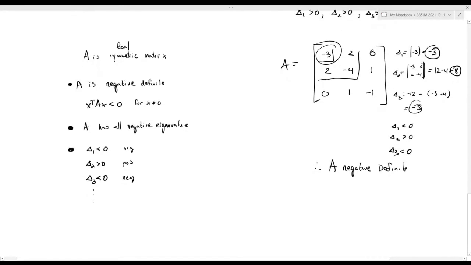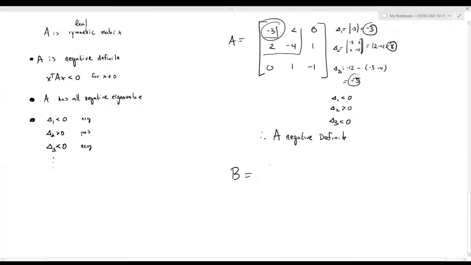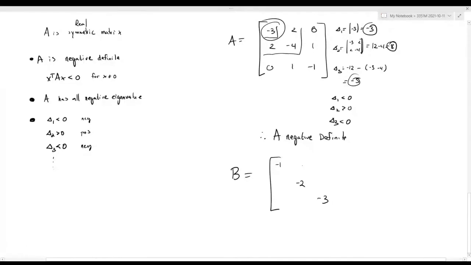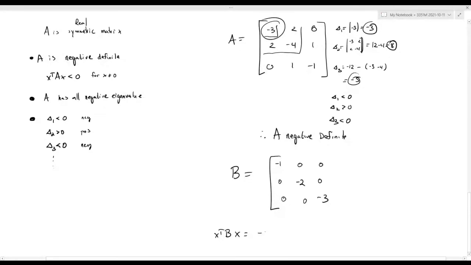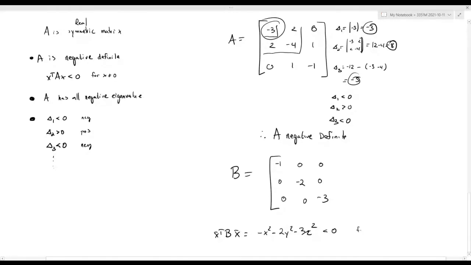So here's a matrix which is obviously negative definite. If you write out the quadratic form associated to this matrix, it would be negative x squared minus 2y squared minus 3z squared. I'm sorry, I'm using x as a position vector and then x as a coordinate, so I have to be careful. But that's clearly negative, right? For non-zero vectors.